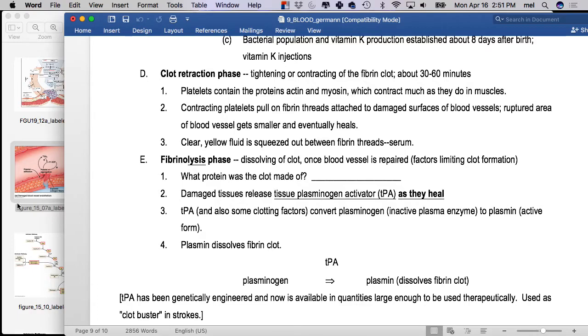And so what happens is the healing tissue says, okay, now it's time to dissolve the clot, right? By releasing TPA. That makes sense to you guys? Okay, so this is always around, it's just inactive. And as soon as you release TPA, you've activated it, and then it can dissolve fibrin. Now, this ends up being clinically important.